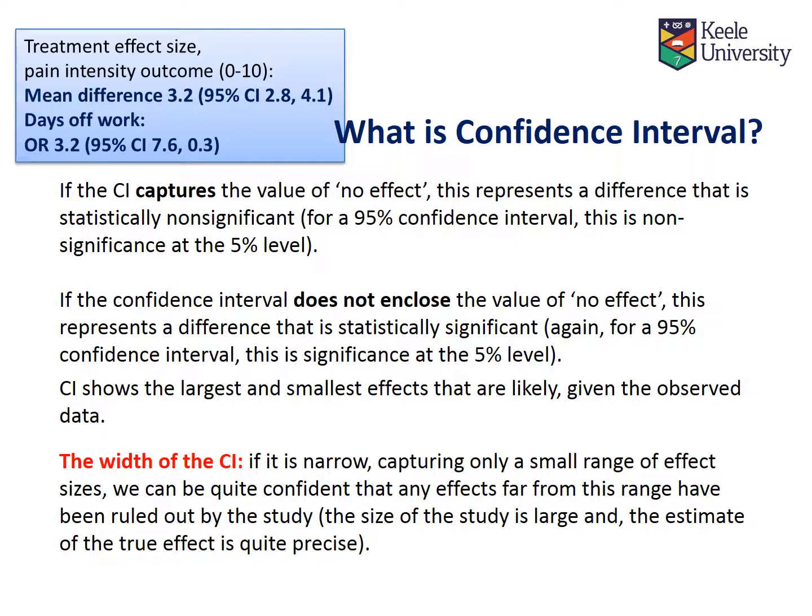And as a rule of thumb, usually a tighter confidence interval comes from large trials. A wide confidence interval comes from small trials. So when we see wide confidence intervals, we can assume and think this is a small trial.